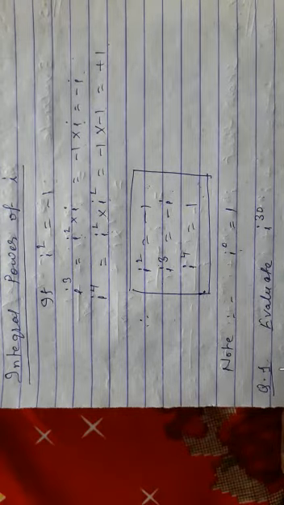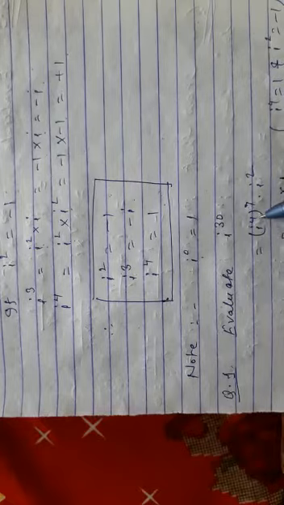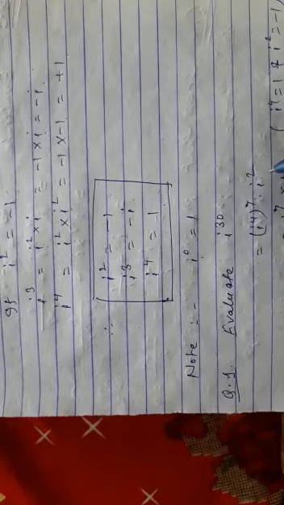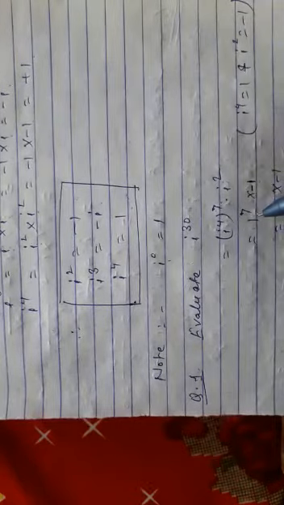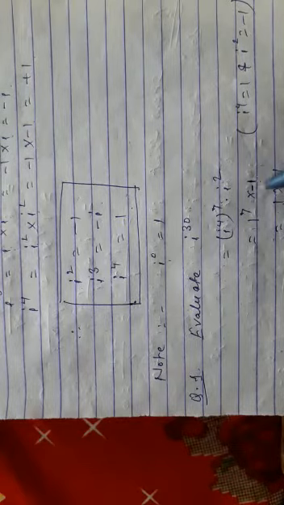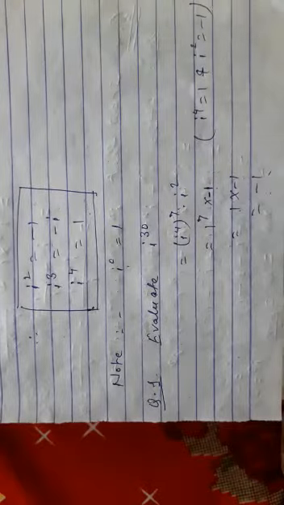Question number 1. Evaluate i to the power 30. i to the power 30 is written as i to the power 4 whole to the power 7 into i square. i to the power 4 is equal to 1. So 1 to the power 7 into i square, and i square is equal to -1. So 1 into -1 is equal to -1. Next.